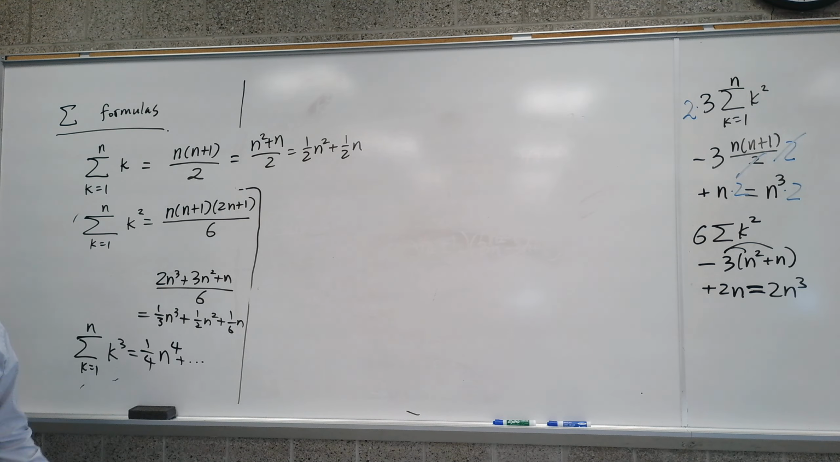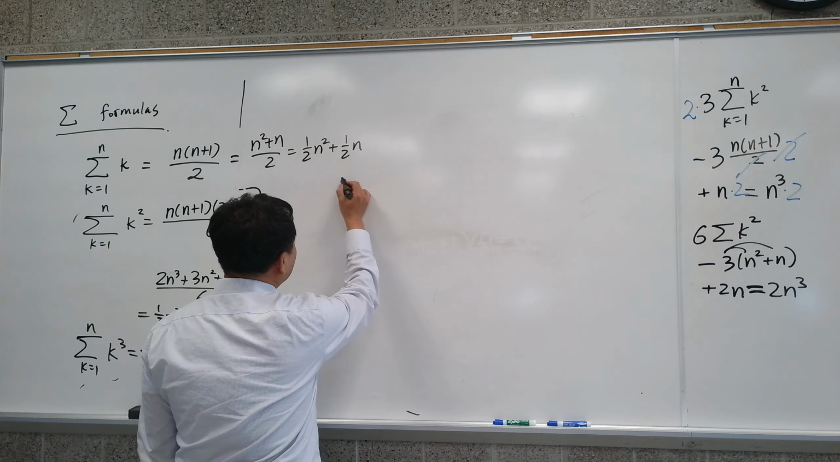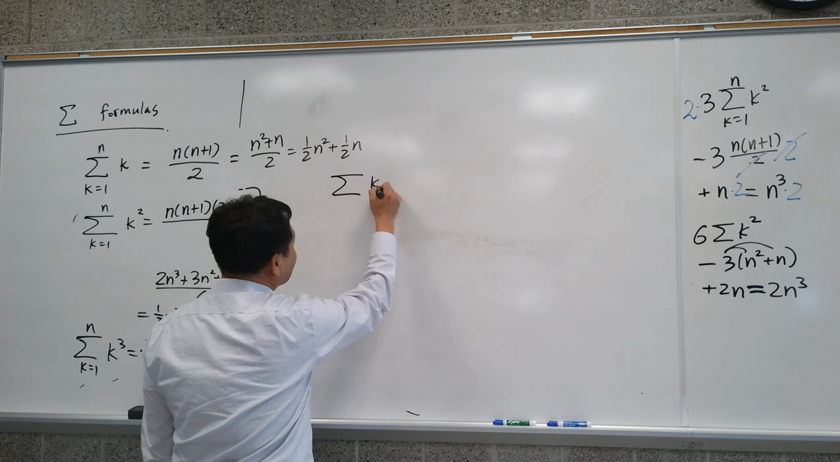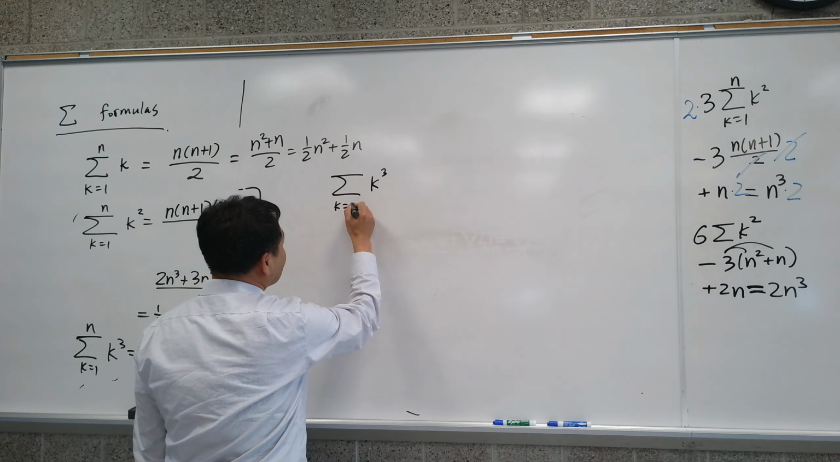So here's another strategy. Let's say I now want to know what the summation of k cubed is. Then just say, I know it should be 1/4 n to the 4th. That I'm pretty sure, okay? And what I'm not telling you is that this has something to do with integration. You all know this, right? The integral of x cubed is 1/4 x to the 4th.